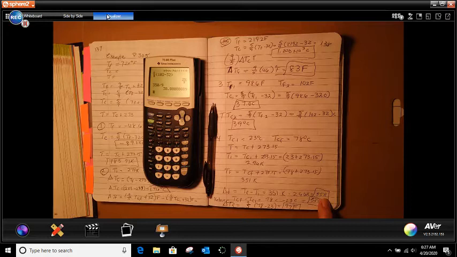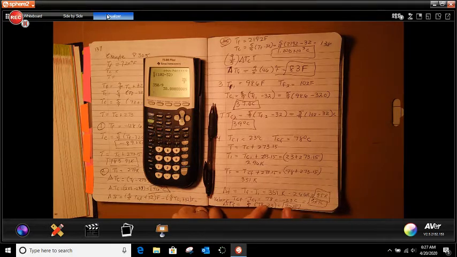And the only thing we're going to do there is convert it to Fahrenheit, 9/5, 78 minus 23, which would be 99.